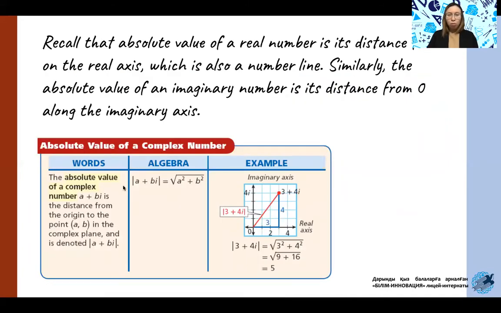Yes, recall the absolute value of real numbers and its distance. For solving with complex numbers, first of all, you can remember vectors. Do you remember how we can find the length of a vector? The absolute value of a complex number is the distance from the origin to the point (a, b) in the complex plane. We can denote it as modulus of a plus bi. It means we can find it like the root of a squared plus b squared.